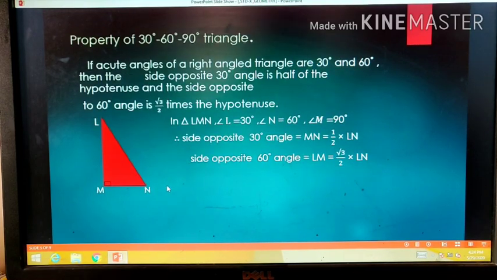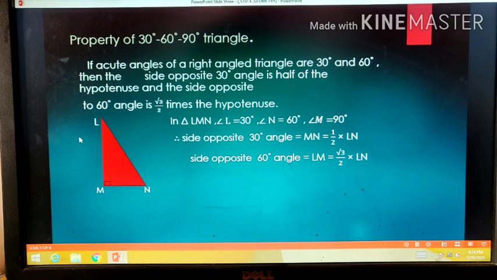Okay. Then next is the property of 30 degree, 60 degree, 90 degree triangle. For this property we apply Pythagoras theorem. What is its property? In a right angle triangle, if the angles other than the right angle are 30 degree and 60 degree, then the side opposite to the 30 degree angle is half of the hypotenuse, and the side opposite to the 60 degree angle is root 3 by 2 times the hypotenuse.